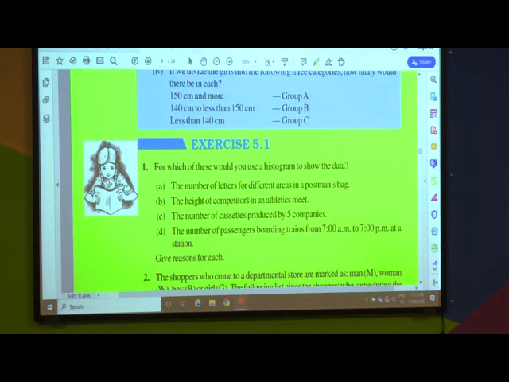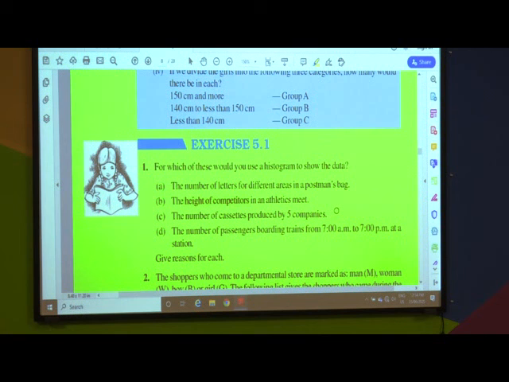The height of competitors in an athletics meet. What are they saying? Height of competitors. Where? In an athletics meet. All the athletes are meeting at a place for some competition. There the heights are taken. Now understand, children, height can be 5 feet 1 inch, 5 feet 2 inch, 5 feet 3 inch, and so on. And we can bifurcate how many of the athletes have the height 5 feet 1 inch, and how many of them have 5 feet 2 inch.